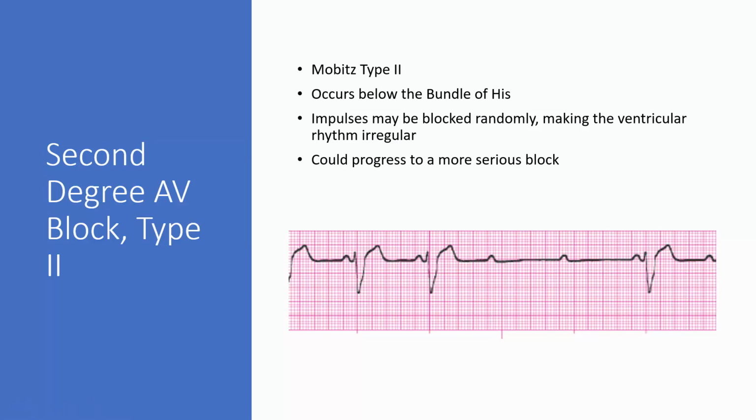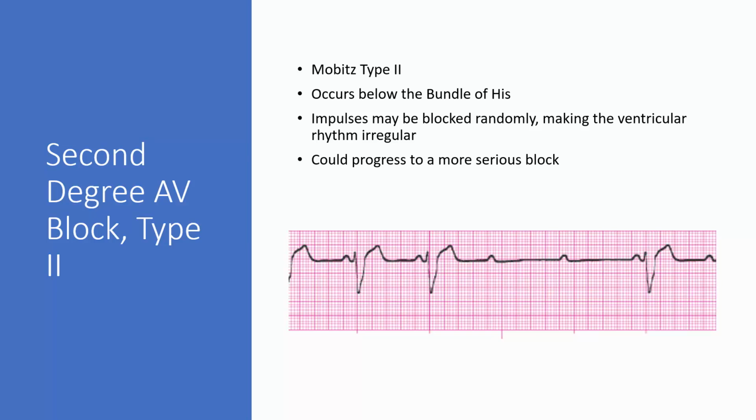This type of block occurs below the bundle of His. So those impulses are just blocked very randomly, and that's typically why the ventricular rhythm is very irregular. Now we do worry about a second degree type 2 block, because a lot of times they progress to a third degree block, something we call a complete heart block. So frequently it will progress to that.